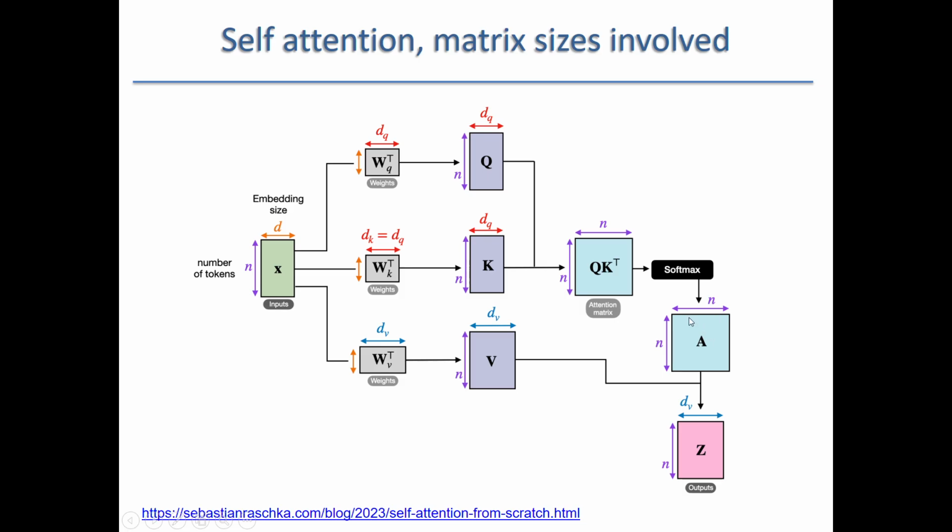And now we have to multiply, so construct the output that is a weighted average of these values according to these attentions, and this will be the outputs. The outputs will be one output per input token, and the size of that output is dv.